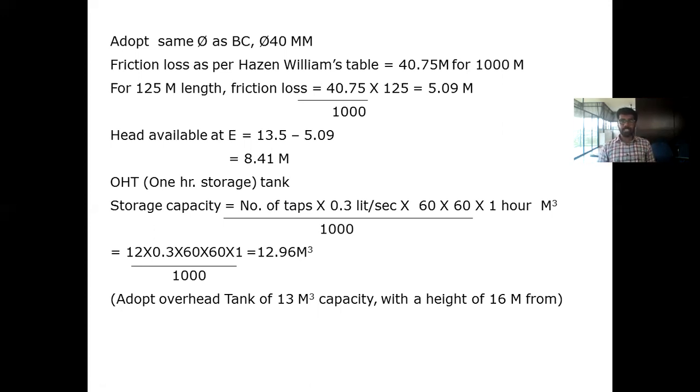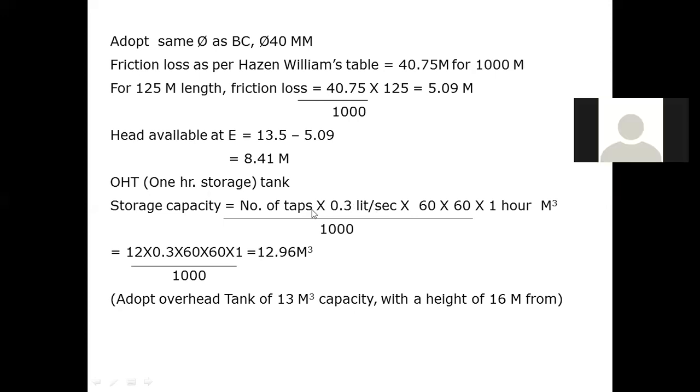Storage capacity means we need to know, this is the formula: number of taps or number of sprinklers that you are trying to give, into the flow from each sprinkler. The final thing that we need to know is the storage capacity. The formula is number of taps into 0.3 liter per second. So you have to convert it into meter cube per hour.